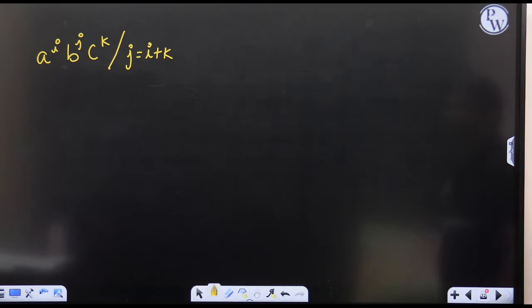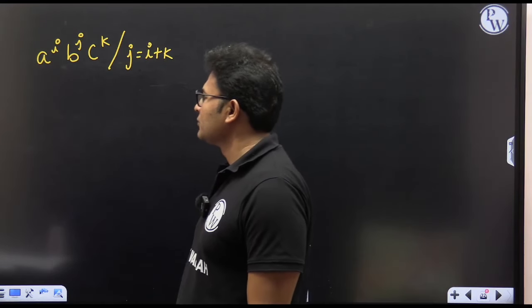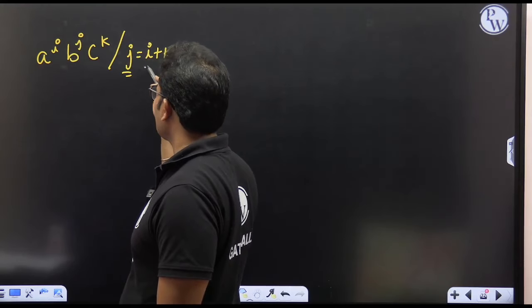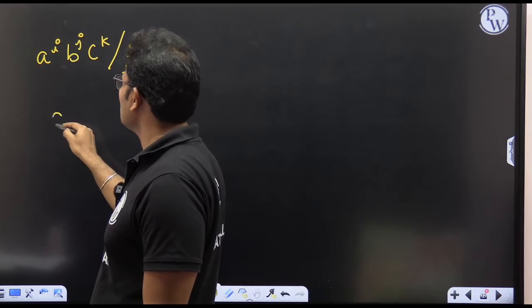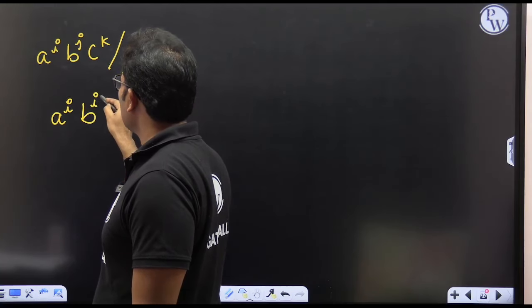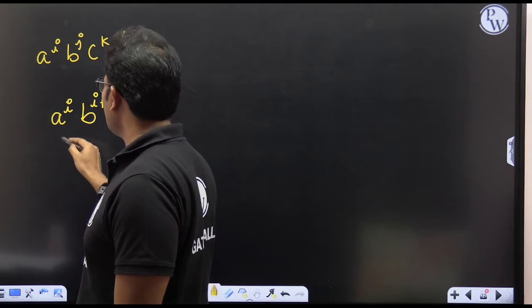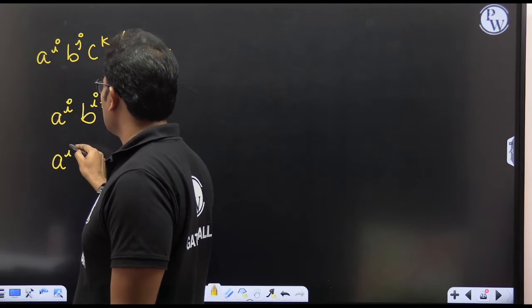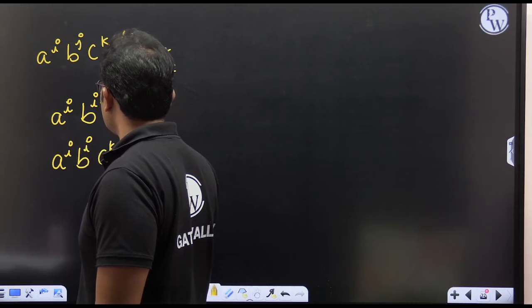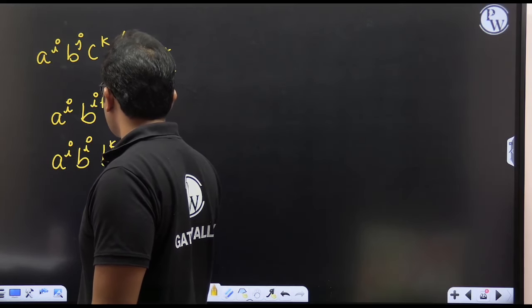a^i b^j c^k such that j = i + k. So in place of j, you are going to write i + k. So a^i b^(i+k) c^k. What do you get then? a^i b^i b^k c^k.